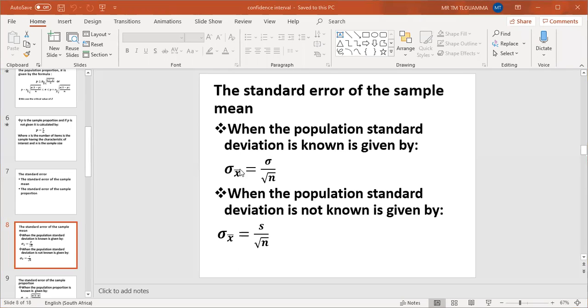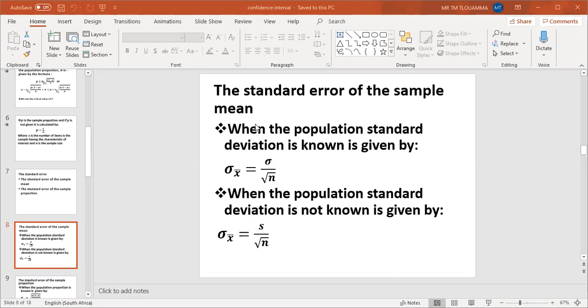But all you have to check is whether you are given the population standard deviation, is it known or unknown? If it is known, I'm going to use this formula. Secondly, when the population standard deviation is not known, it will be the sample standard deviation which is given. That's why we are going to denote it by S.